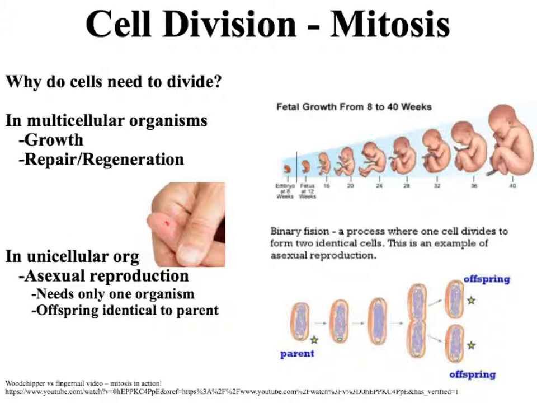So this first part, we want to think about, why do cells divide? And sometimes mitosis and cell division are used interchangeably. So it's okay if when we talk about mitosis, we call it cell division, or when we talk about cell division, we call it mitosis, at least for now. So why do cells do this? Well, it depends what type of organism the cell is in.